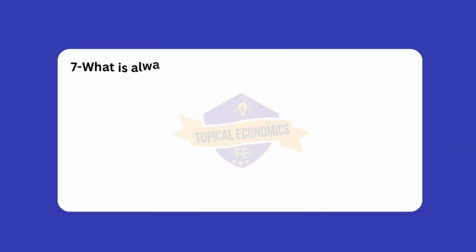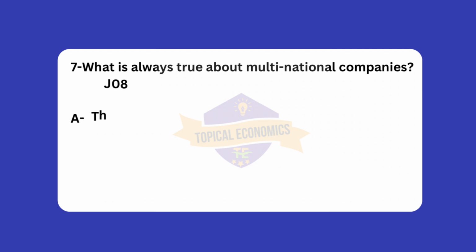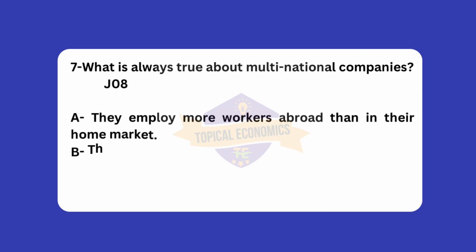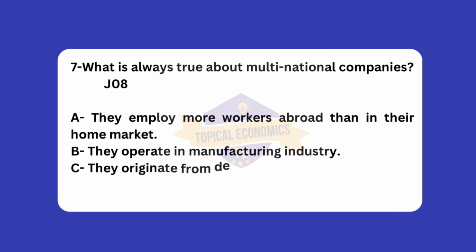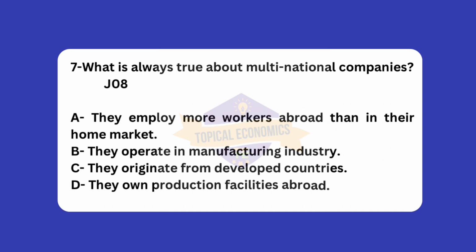Coming to the seventh question, what is always true about multinational companies? Option A, they employ more workers abroad than in their home market. Option B, they operate in the manufacturing industry. Option C, they originate from developed countries. And option D, they own production facilities abroad.